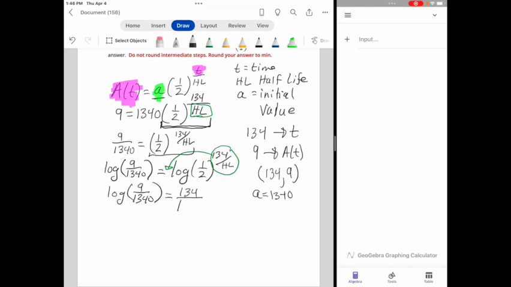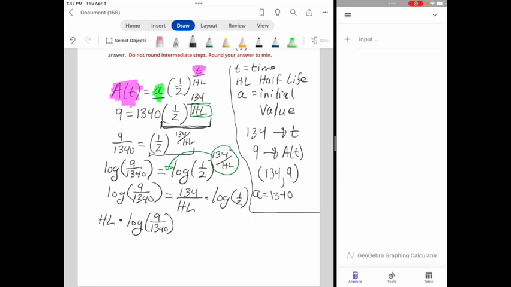So now we have 134 over HL times the log of 1/2. Okay, now to solve for HL, we have it in the denominator. So what we can do is multiply both sides by HL, and that will get rid of it in the denominator. So I'm going to take my half-life and multiply it on both sides.